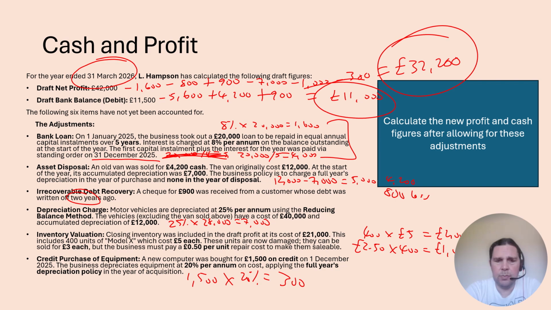If we go for an asset disposal, again, we've got an asset that we've sold. We've got to think about, from a profit and loss point of view, it is just the profit and loss on disposal.